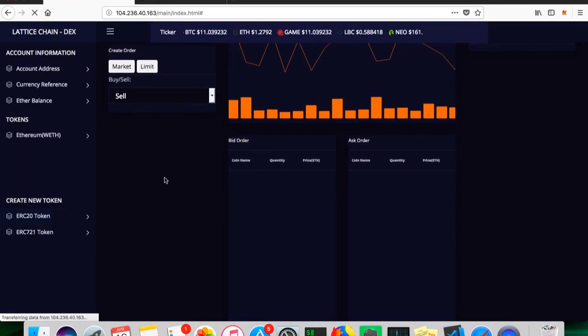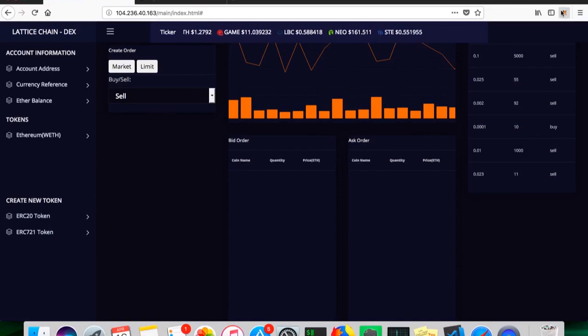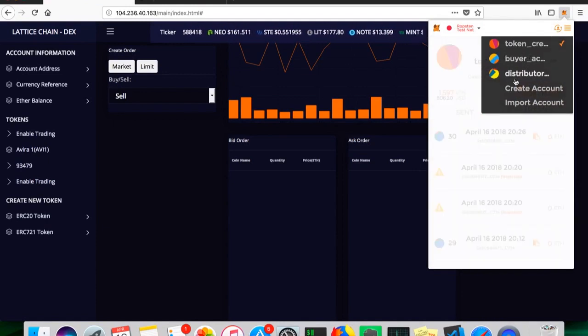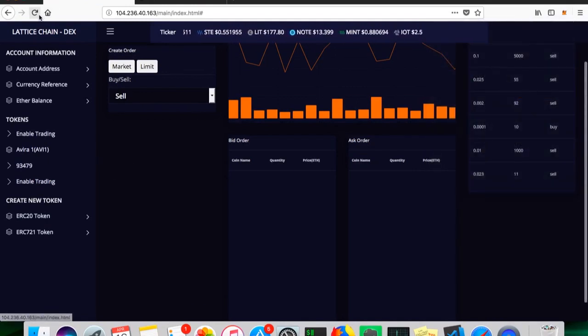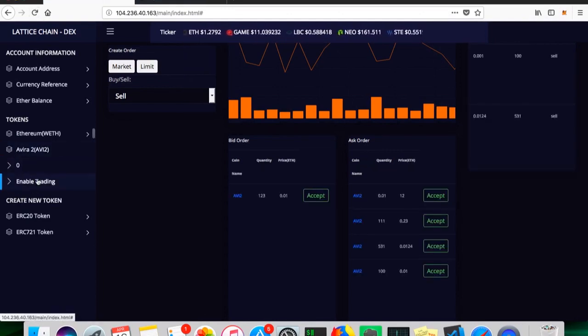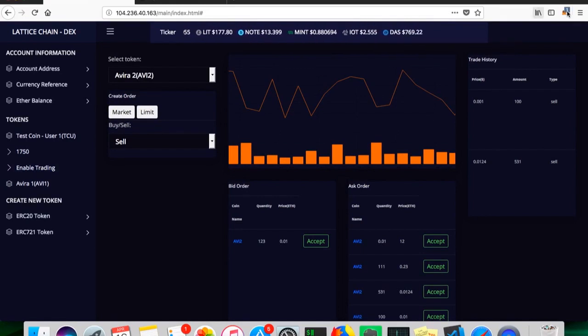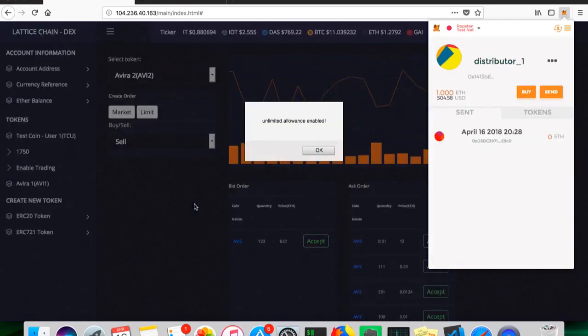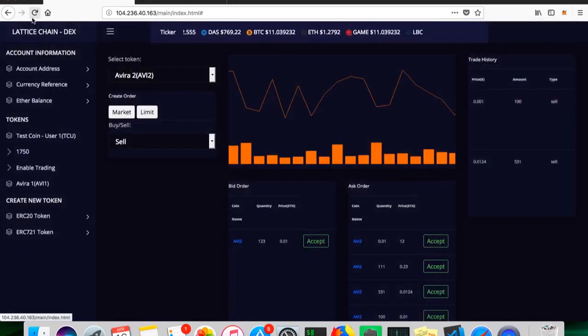Let's try our luck. As we know, the two accounts wherein the orders were reflected were the buyer account and the distributor account. So let's go to the distributor account first because it doesn't have too many coins in its list. It would give us a better picture of the coin and help us easily differentiate the two. The coin name was test coin user 1, and as you can see on the screen, it's 1750 over there. If this user wants to trade it, he just has to enable trading. He will again get this MetaMask request, we'll have to accept it, and there we go. The coins would be tradable from there on, and he is allowed unlimited allowance for that particular coin to be traded on the decentralized exchange.